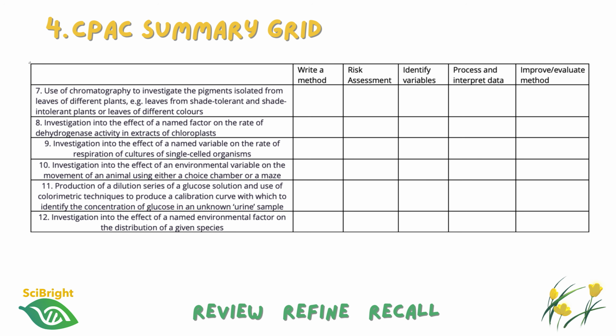Next, let's look at our CPAC grid to check these off. Make sure you can identify variables, describe important steps in the method, process and explain results, and evaluate or improve a method. For paper 2, you need to look at CPAC 7 to 12.